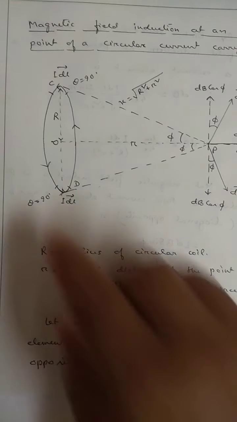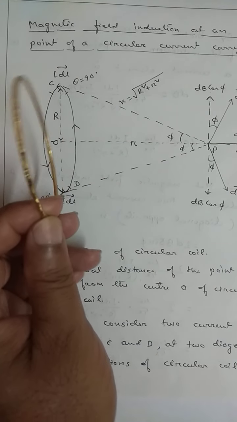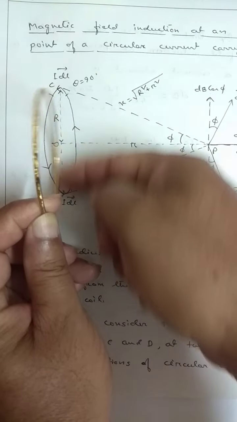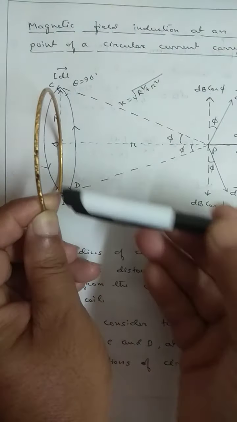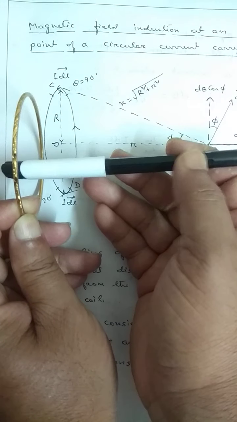So the diagram will be a little bit tough, because the situation is three-dimensional. So this is the circular coil through which the current flows. We have to find out magnetic field intensity or magnetic field induction at this point.